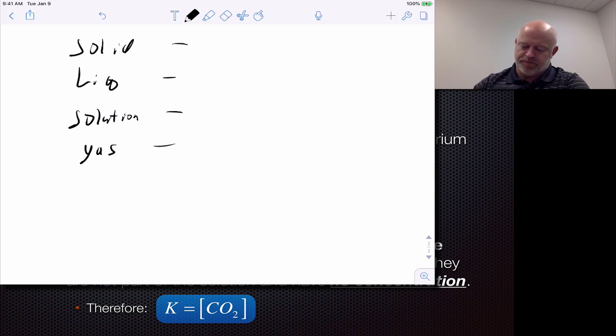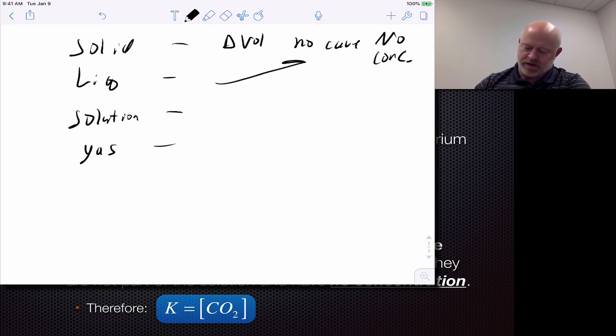Of these 4, if we change volume, gases don't care. Okay, so they have no concentrations. Liquids are the same. Both solids and liquids do not play a role in concentrations. You can't have a concentration of a solid. You don't have a concentration of a liquid because they have set volumes.